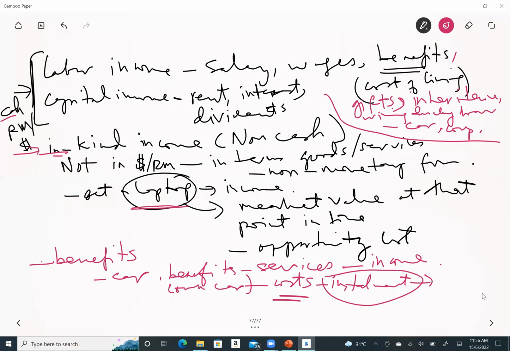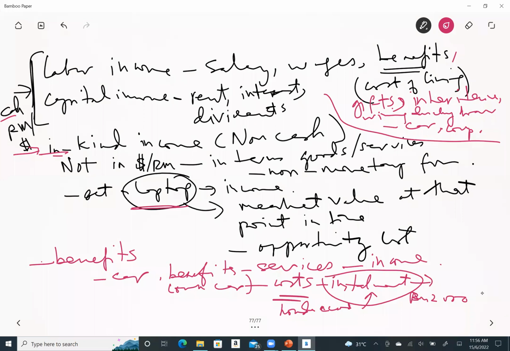So let's say you buy a Honda Accord. Okay? Many people get Honda Accord. So installment, let's say 2,000 RM per month. So that is the service that you get from the car. So that is income. All right, that is considered your income.